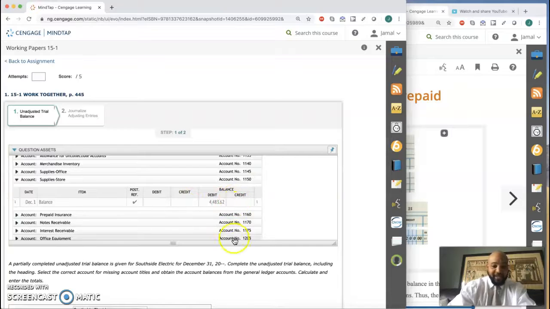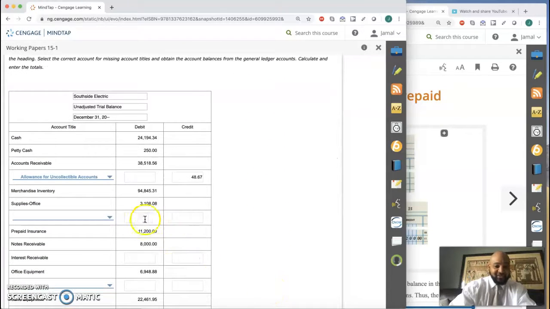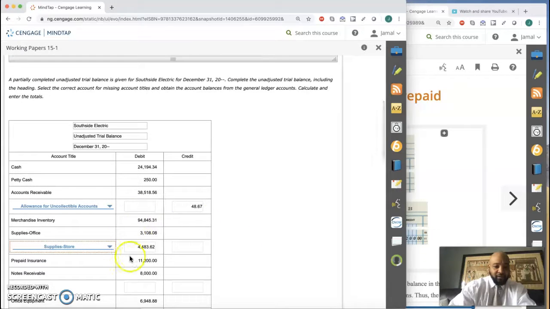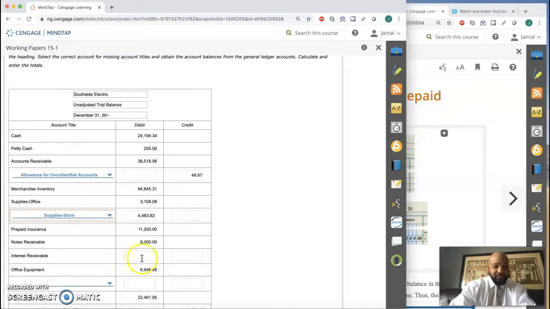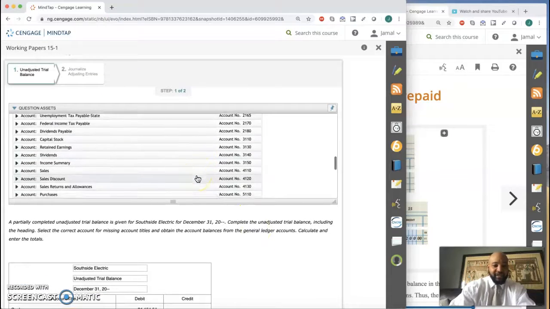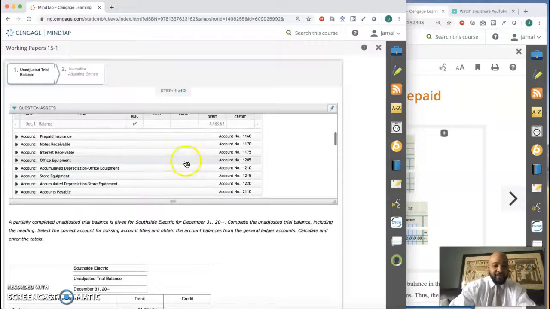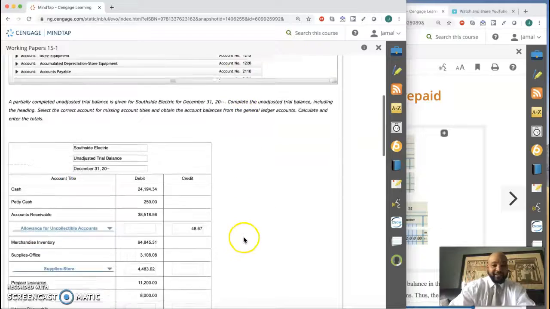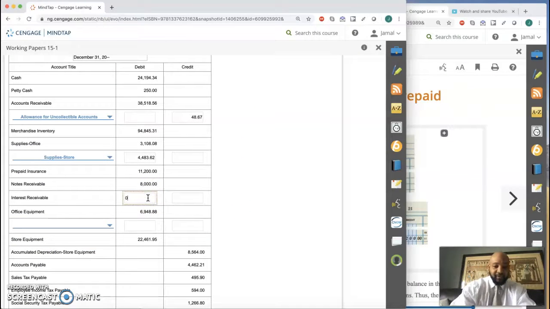Moving on, after supplies office, what comes under supplies office? Supply store. Supply store, $4,483.62 debit. Let's go back and check that again. Supply store, $4,483.62 on the debit side. That's absolutely great. So now we're on interest receivable. Here's our interest receivable. Interest receivable doesn't have a balance, so that's great. We'll put the 0 in there.